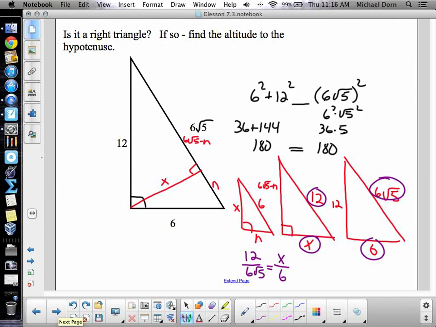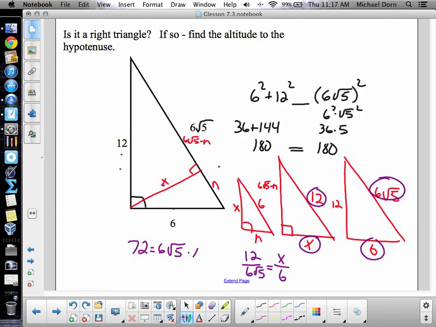They're going to be similar triangles. And that's a little bit trickier, because when I cross multiply, I get 72 equals 6 root 5. I get a feeling something isn't quite right there. Middle triangle, short leg, long leg, hypotenuse. Outer triangle, short leg, long leg, hypotenuse. Yeah, that works.